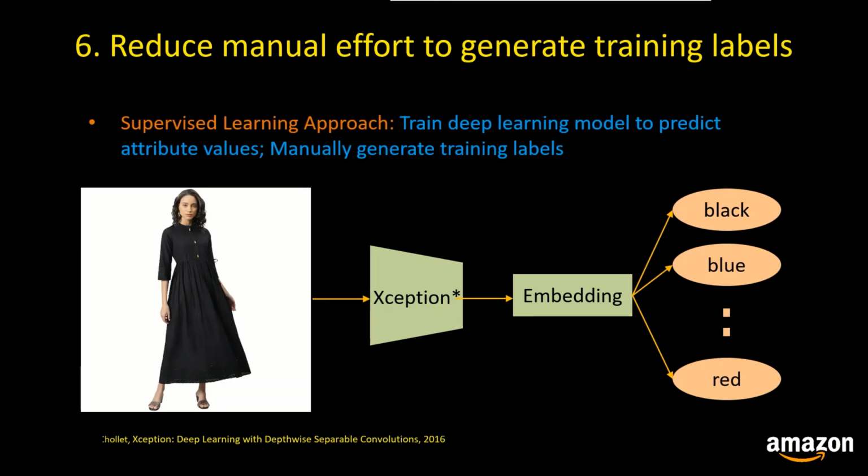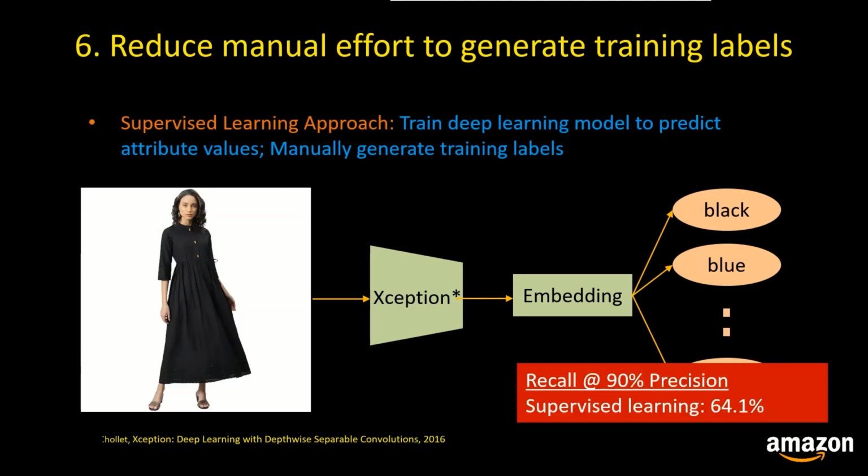As shown in the slide, we use Xception as the model architecture for the image classifier. It maps the product image to a compact embedding, which is then used for classification. Now, the supervised learning model has a 64.1% recall at 90% precision. This is pretty good, but it requires manual labeling.